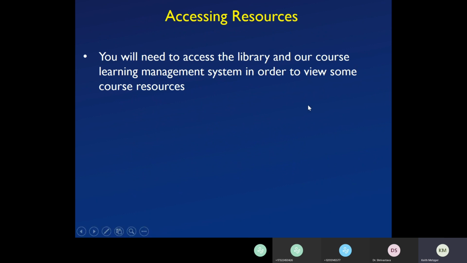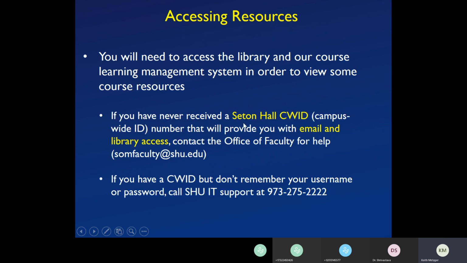The easiest way to do this is to make sure that as a faculty member, you should have something called a Seton Hall campus-wide ID. This is basically your ID number, and that gets you your email and your library access. So everything should be accessible through the library.